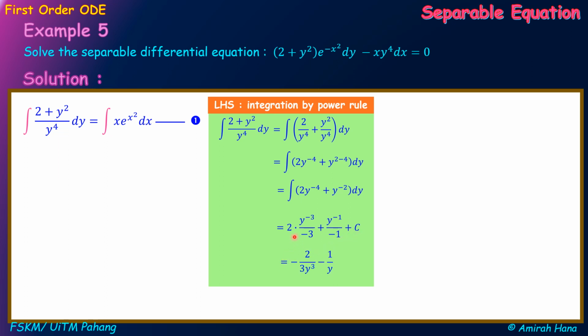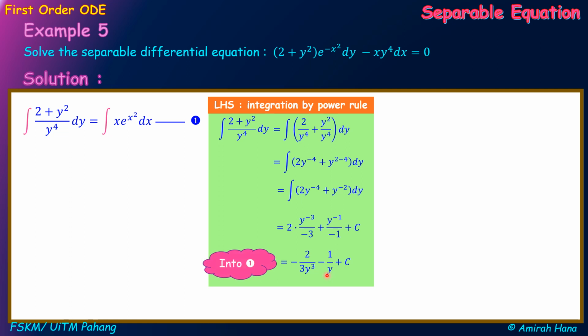Then we can simplify 2 over negative 3 here. So we get negative 2 over 3. And we can move down y to the power of negative 3 using the properties of indices, so we get over y cubed. And then plus and minus sign here, we get minus. And then we can move down y to the power of negative 1 using the properties of indices. So we get 1 over y to the power of positive 1, we just write y only.